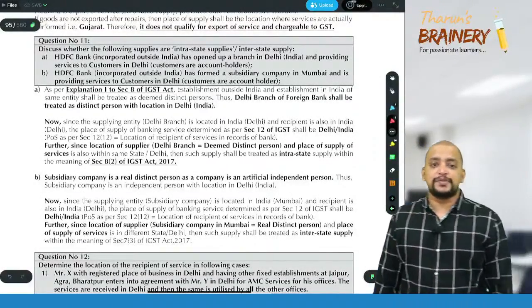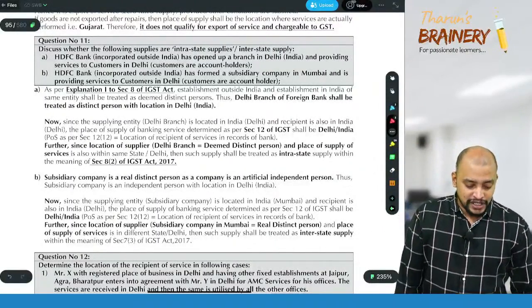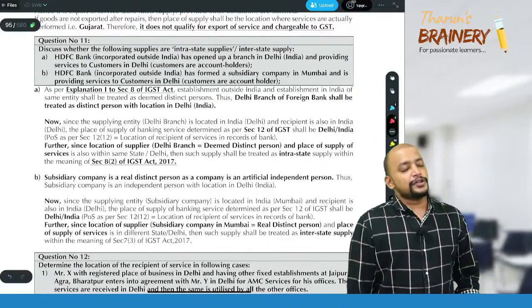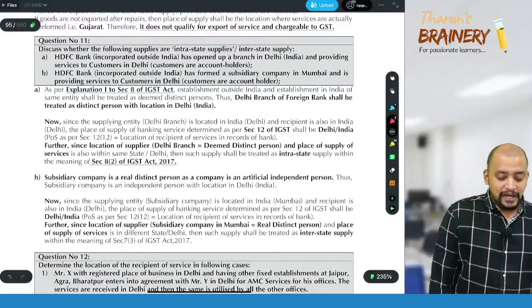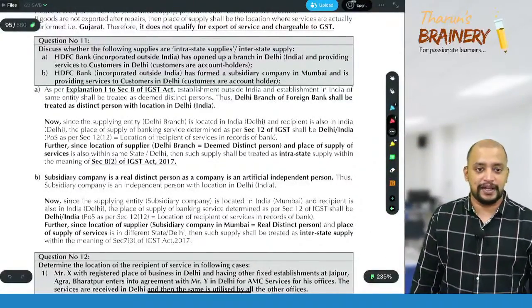Location of recipient if it is B2B. B2C, location of recipient in the records of supplier. What is the location of recipient in the records of supplier? Delhi, because they are account holders. So place of supply will be Delhi. Supplier will be located in Mumbai. Place of supply Delhi. So therefore it will become interstate supply.